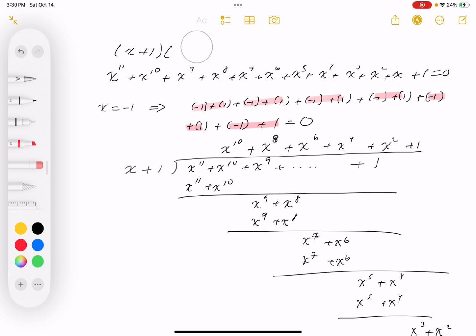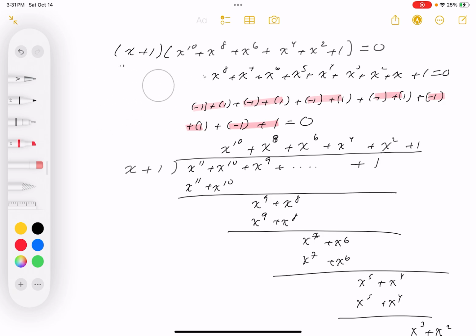So I know the factorization, at least partially. I'll write that down for you. That's x to the 10 plus x to the 8 plus x to the 6 plus x to the 4 plus x squared plus 1 equals 0. I'm going to start to erase the distractions in the problem now: me checking the rational root theorem and long division.